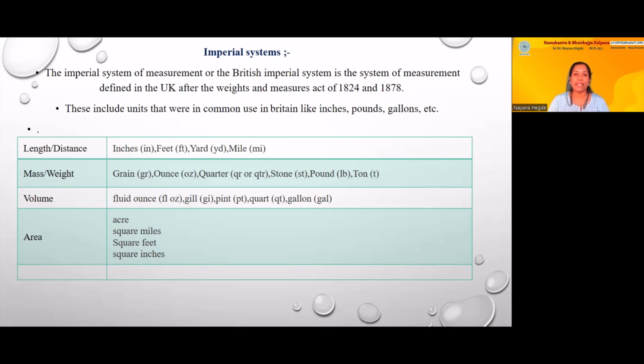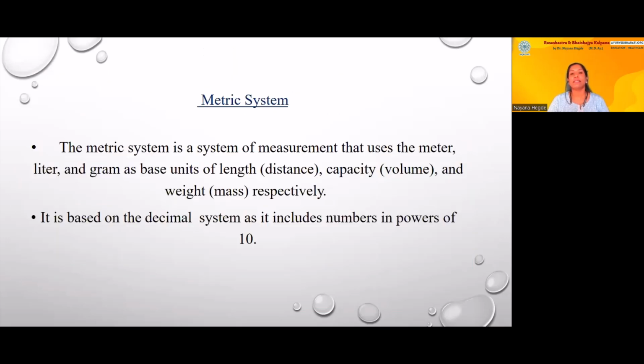So, what are the imperial system units? For the length or the distance, imperial system uses feet, yard, mile. For the mass or the weight of the substance, imperial system uses grain, ounce, quarter, stone, pound, ton. For the volume of liquid, fluid ounce, gill, pint, quart, and gallon. For the area, acre, square miles, square feet, square inches. So these are the imperial system units.